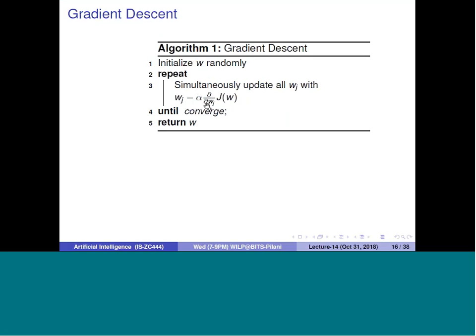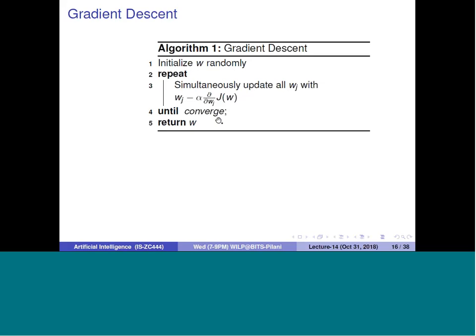This comes from the calculus. This is the partial of the partial WJ, and you want to find out the partial derivative of JW with respect to the WJ, and you are multiplying with a small factor so that you control the speed, and you modify the weights by this. And you keep modifying the weights, means your weights are changing, until you find out that the weights are now not changing, and therefore you are at the minimum.